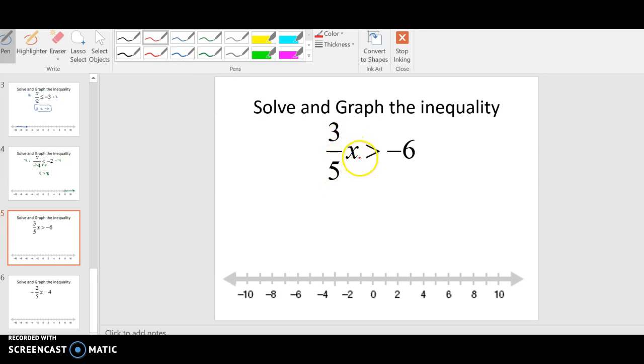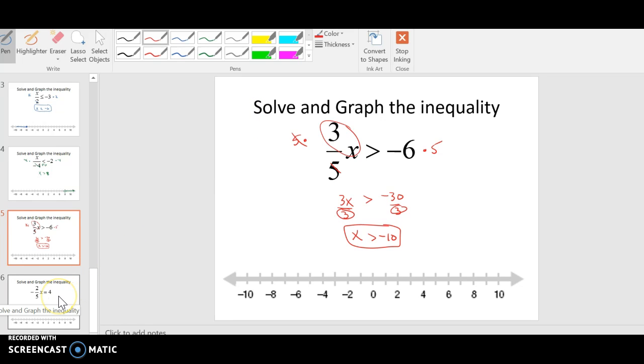Three-fifths is linked to x by multiplication. Now, with these problems, I'd use 2 steps. I get rid of the denominator first. I'm going to multiply both sides by 5. These 5's cancel out. I'm going to bring the 3x down. So 3x is greater than negative 30. How do I get rid of this 3 now? I divide. And x is greater than negative 10. Remember, I divided by a positive number, therefore I do not flip the inequality sign.